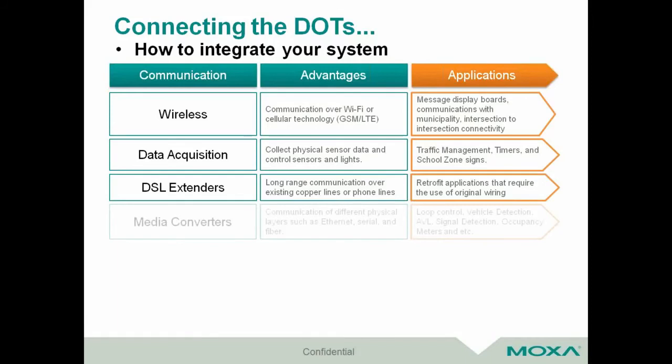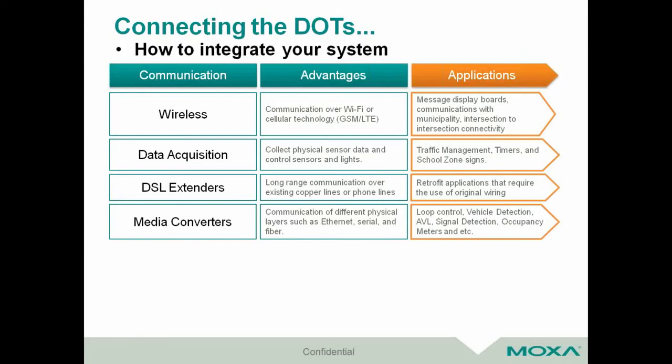Now, media converters. As we progress into newer technology, let's say, for example, you don't want to use copper lines, and as you said earlier, big data. Media converters allow that. You can have Ethernet communications go through a fiber backbone, and you can make sure that the signal fidelity doesn't get dropped. Going with that, if you have switches and you want to put in fiber, you want a higher data throughput. Again, the applications here are loop control, vehicle detection, signal detection, and occupancy meters, because they're very simple applications that allow you to gather that data without having to put in something very complex.